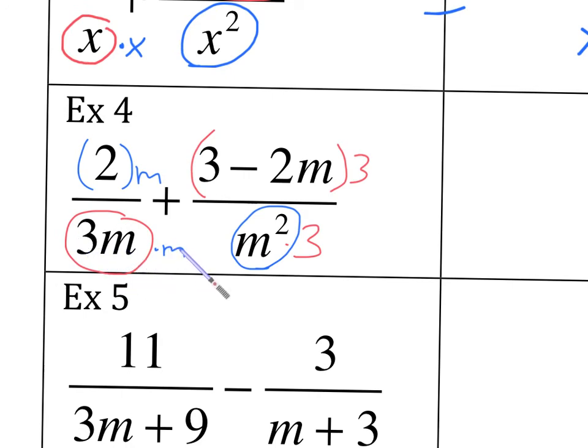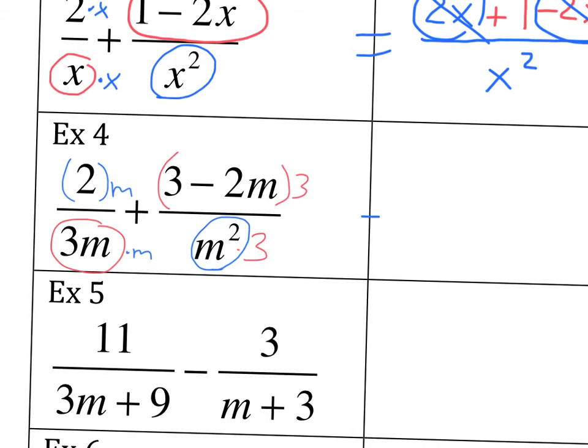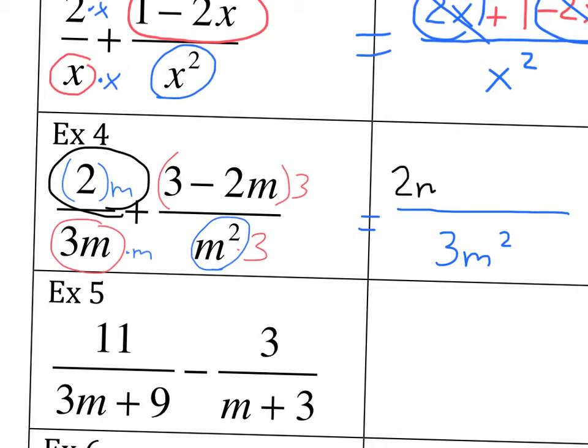3 times m, or 3m squared. Those are the same thing. So I'm going to bring it all together over one common denominator. And this here is 2m. And when I distribute the 3 here, I'm going to get plus 9 minus 6m.